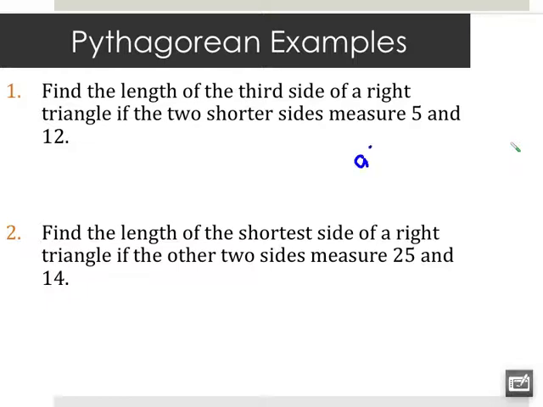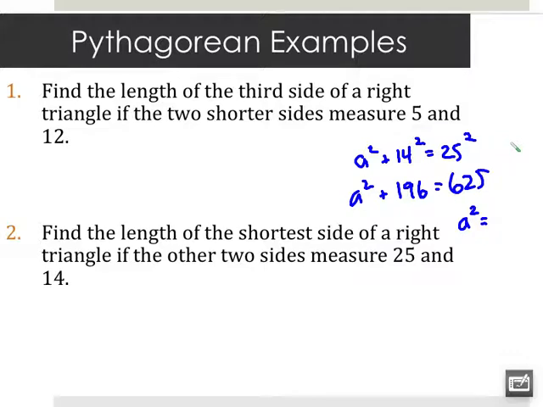a squared plus 14 squared is equal to 25 squared. How do you do so far? Good. Carry on. So I did a squared plus 196 equals 625. Uh-huh. And then I subtracted 196 from 625. 429. Yeah. Whoops.